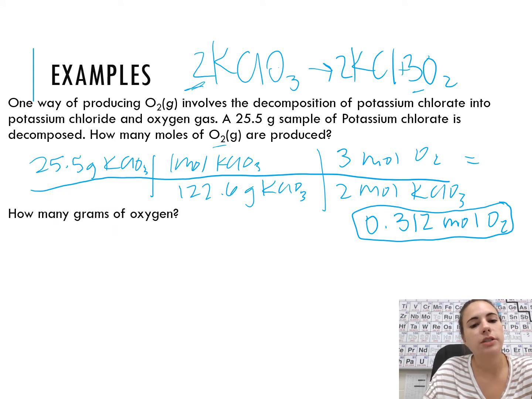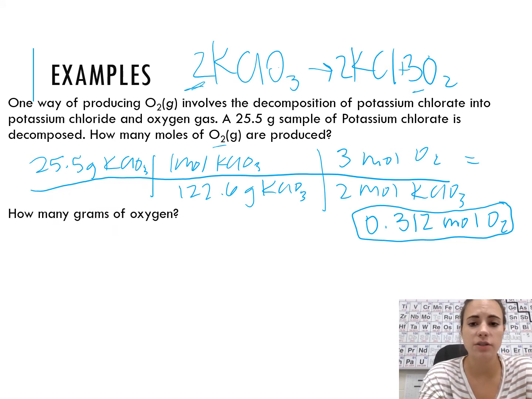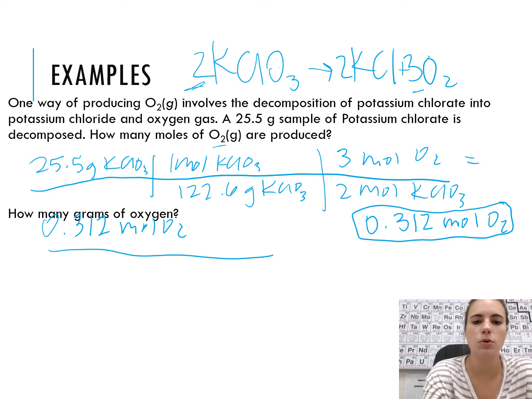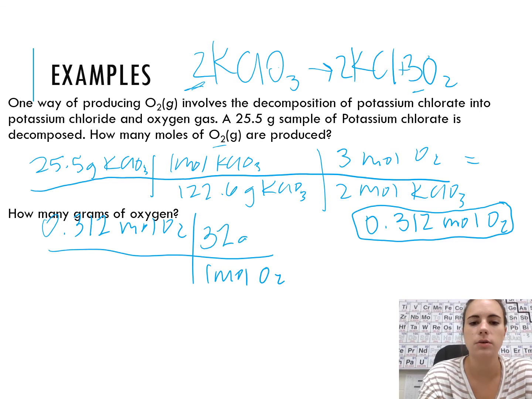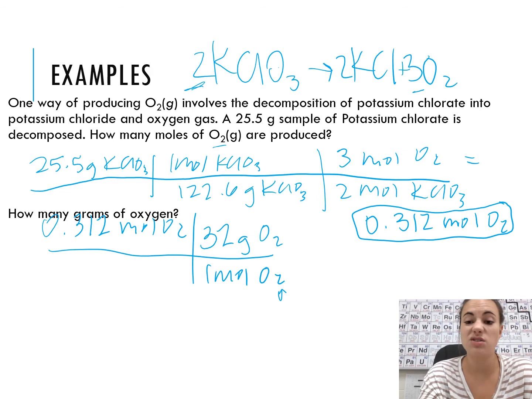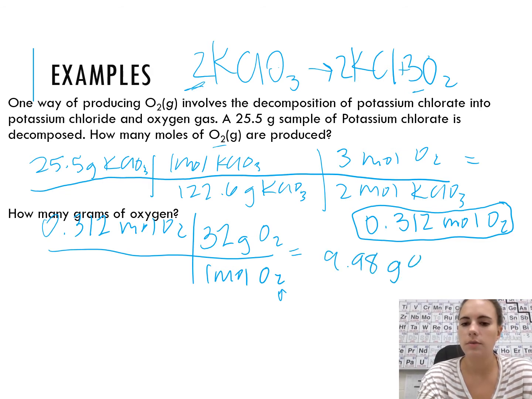Now my next question says, how many grams is that? If it had originally asked me for grams, I could have just kept going, but it did ask me for moles. So now I'm just going to take those moles and go one more step and convert it to grams. So 1 mole of oxygen gas is 32 grams. Don't forget that it's diatomic. That's why we have to do 2 times oxygen's mass. And when we do that math, we get 9.98 grams of oxygen gas.